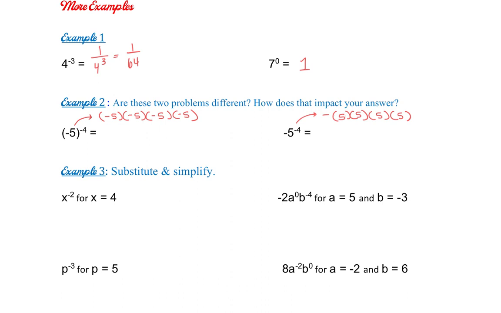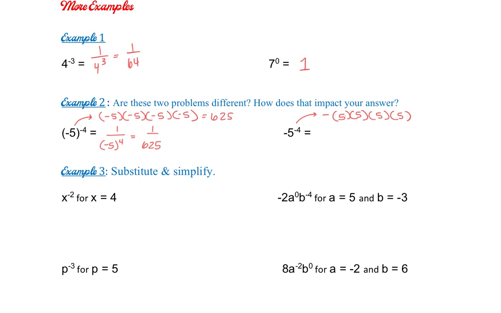But another thing we need to factor into this is we also have a negative exponent. So remember, in order to make that exponent positive, we move it to the denominator. So then we have negative 5 to the power of positive 4. And then negative 5 times negative 5 times negative 5 times negative 5 is 625. So we have 1 over 625 as our final answer.